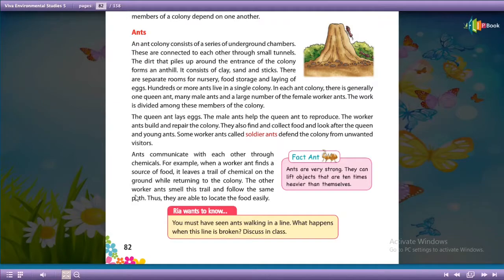The other worker ants smell this trail and follow the same path. So it leaves a trail of chemical on the ground while it returns to the colony. So with that chemical, the other worker ants smell this trail and they used to follow the same path. The same way, that means through which that ant went back to the colony, they follow it.